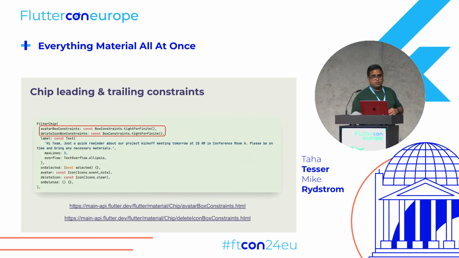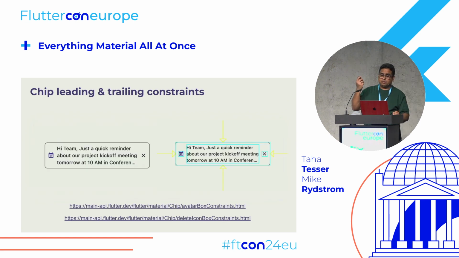But there are new parameters called avatar box constraints and delete icon constraints. These parameters allow you to have your own constraints. In this case, I'm using tight for infinite, and you could remove that extra padding around the avatar and around the delete icon. And this allows you to have a better use of space in a layout. So you could have multiple chips aligned at the bottom of the screen, and you don't have unnecessary constraints there.